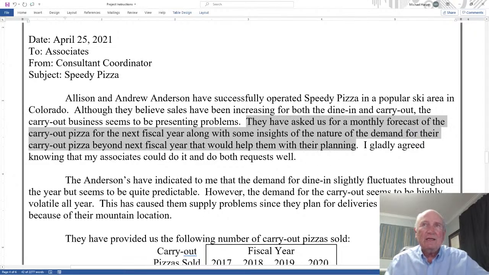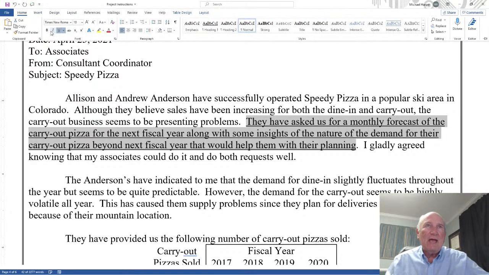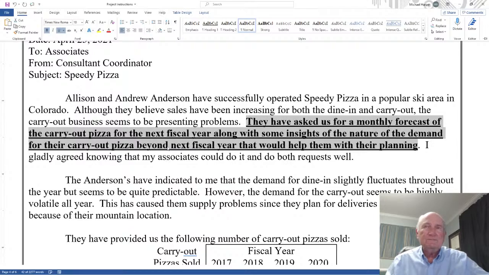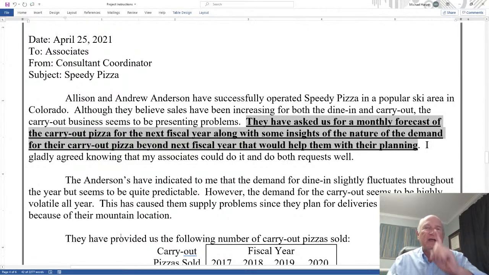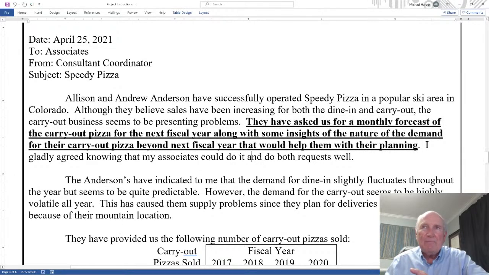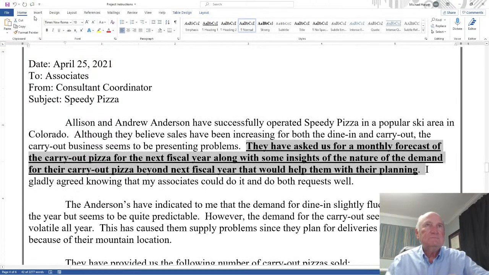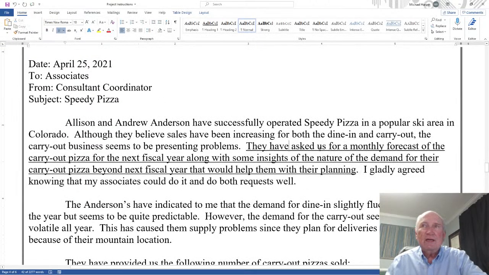They have asked us for a monthly forecast of the carry-out pizza for next fiscal year, along with some insights of the nature of the demand for the carry-out pizza beyond next fiscal year that would help them with their planning. Now that right there, let me underline that. That right there is what they requested. Okay, first of all, a monthly forecast.